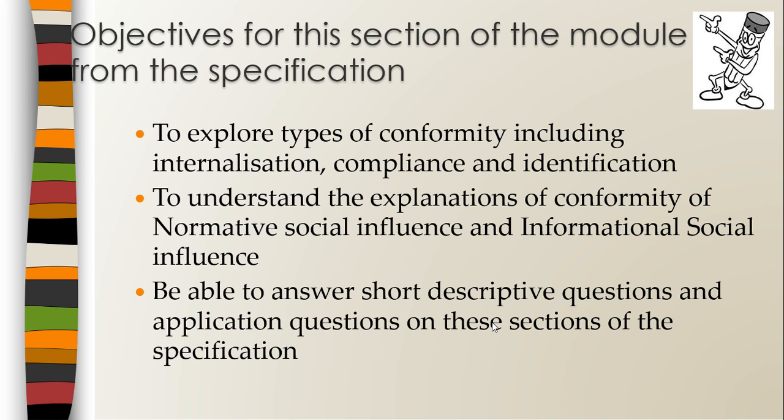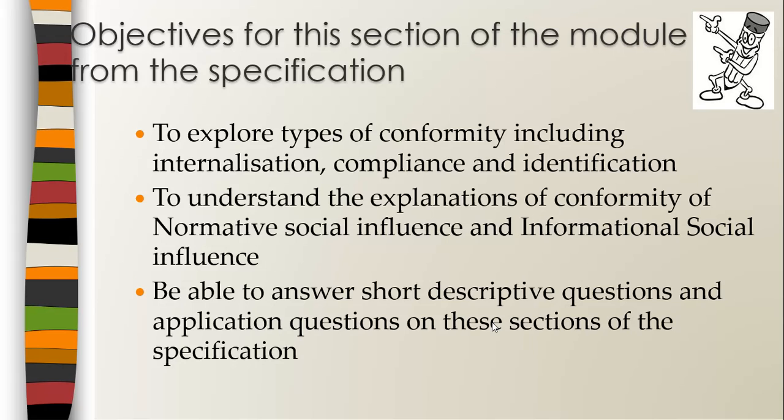So the next topic is social influence. In social influence, we look at minority influence, we look at obedience, and then we look at conformity. So we will start with conformity. The first section, we'll look at types of conformity and explanations of conformity.